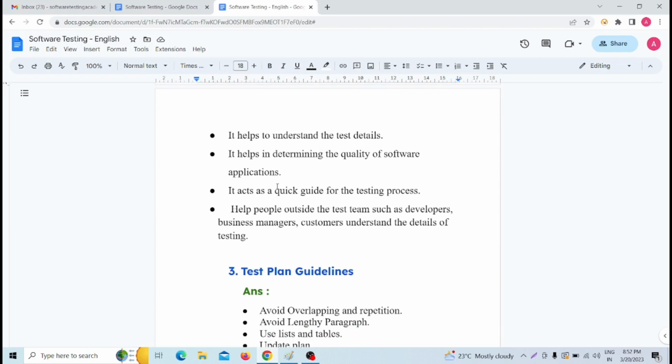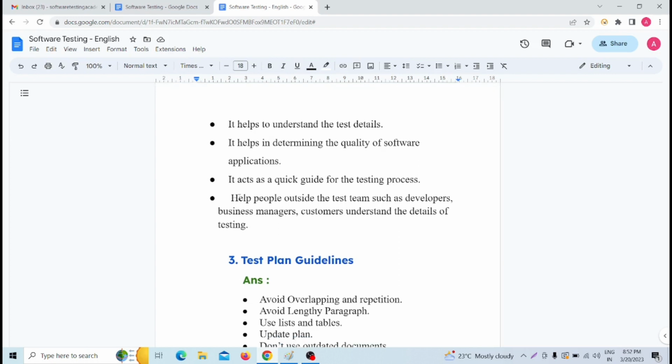And also the test plan acts as a quick guide for the testing process, obviously, because in the test plan we are documenting everything. So it will work like a notebook, right? So for the testing purpose, if we follow the test plan, that means indirectly we are following one notebook.